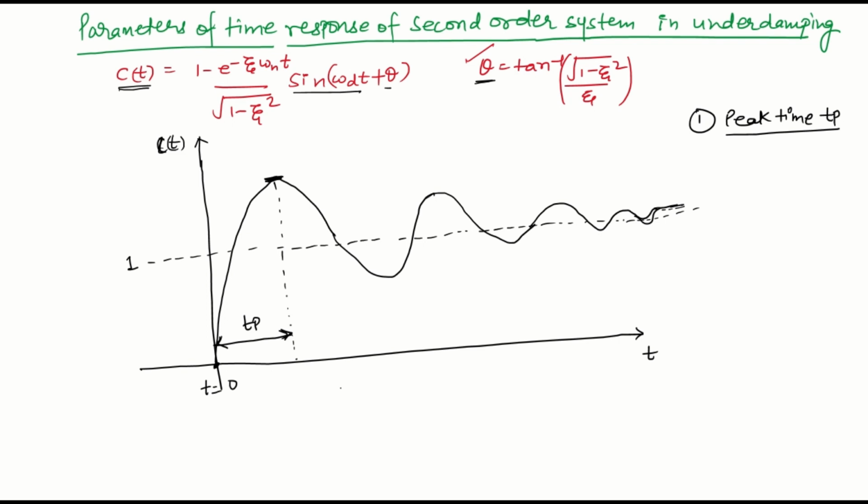The second important parameter is the maximum overshoot. Now this maximum overshoot is the maximum value which the response gets from the steady state value. So this is the steady state value 1. So the maximum value of the response from the steady state value is the maximum overshoot, denoted by Mp. So this value here is the Mp.